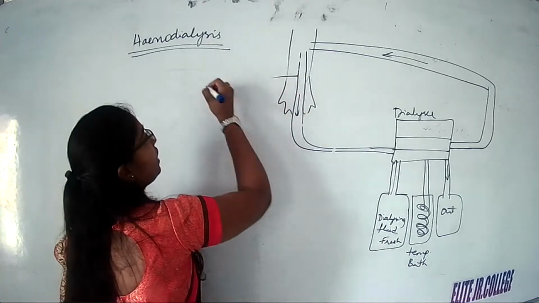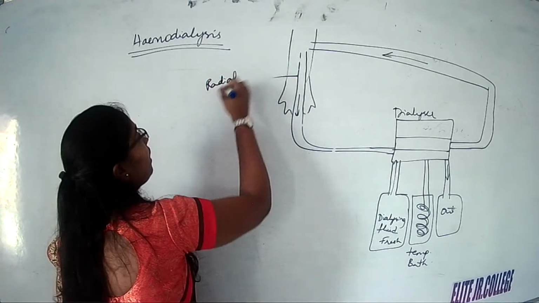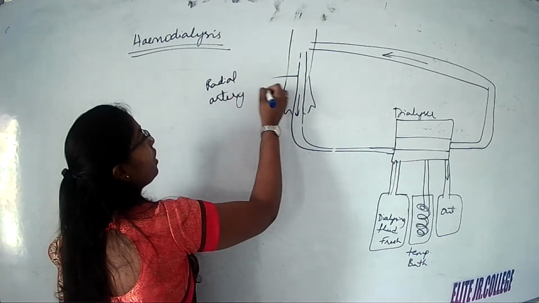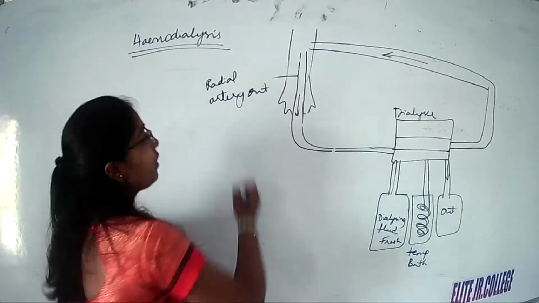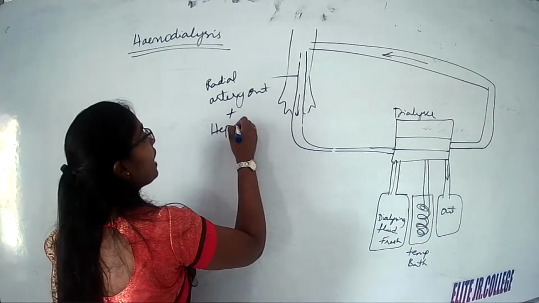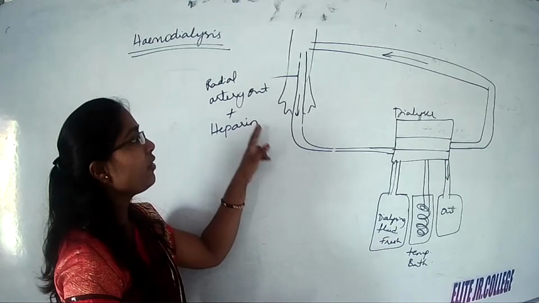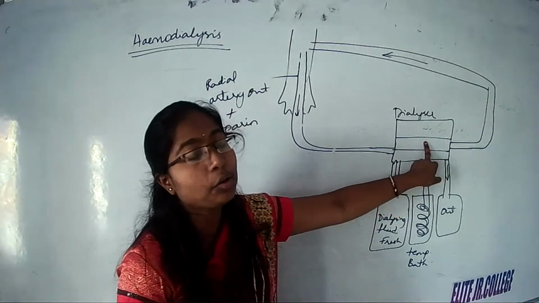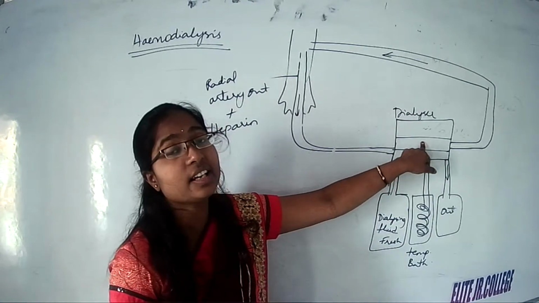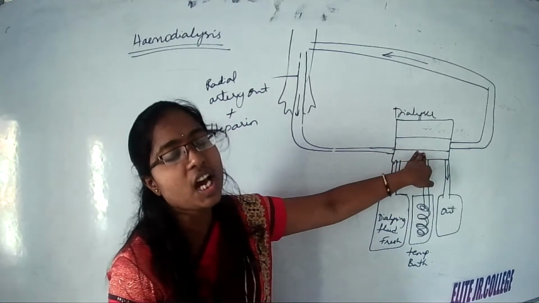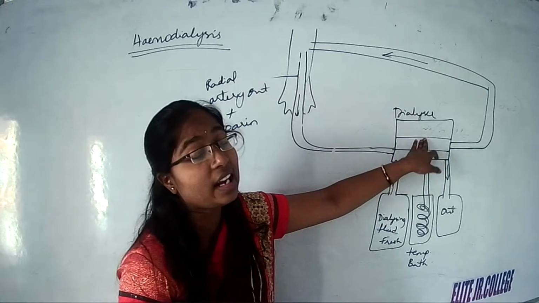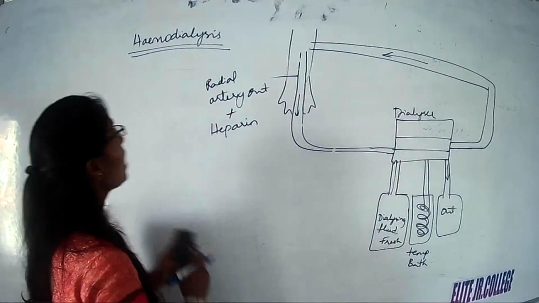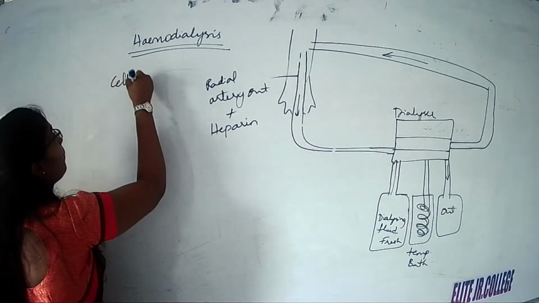Generally the blood is drawn out from the radial artery. Heparin, which is an anticoagulant, is added, and it is drained into the dialyzer. In the dialyzer, there are different channels which are made of cellophane.